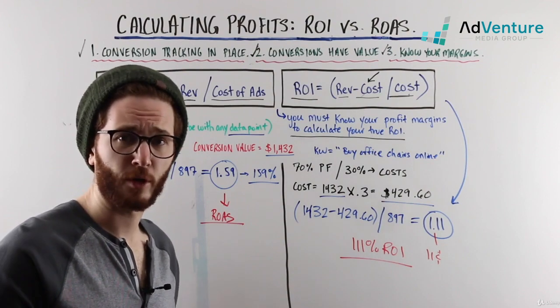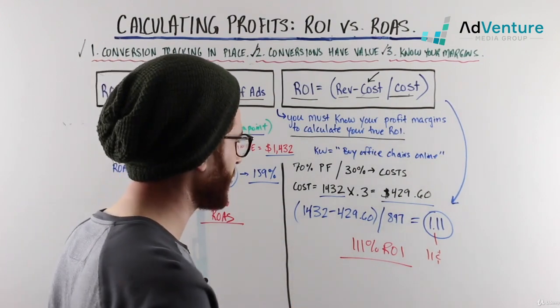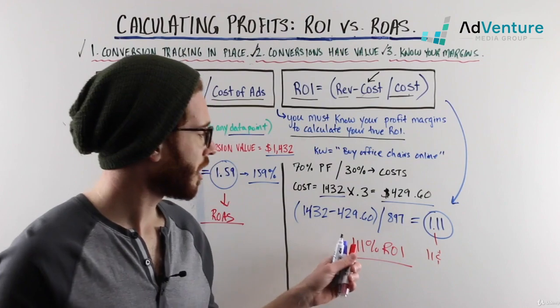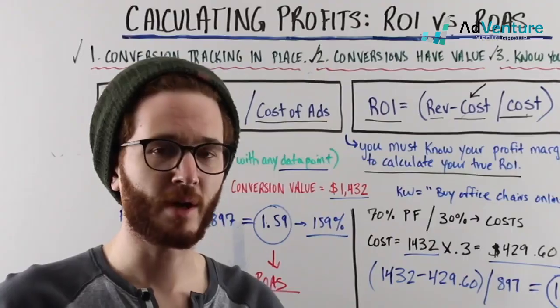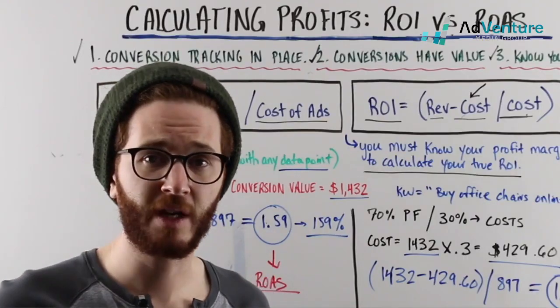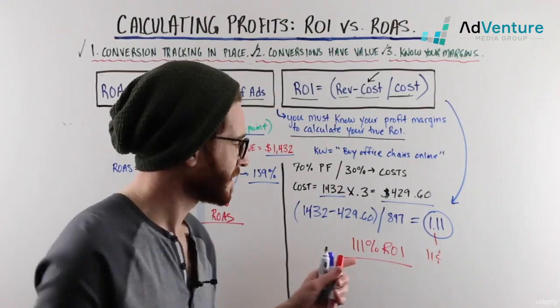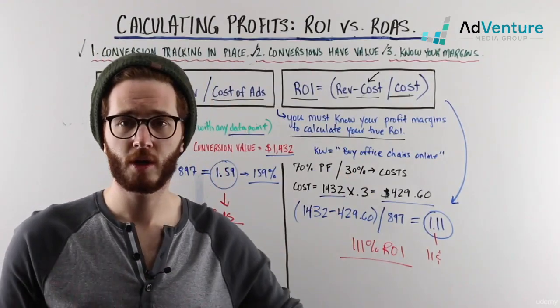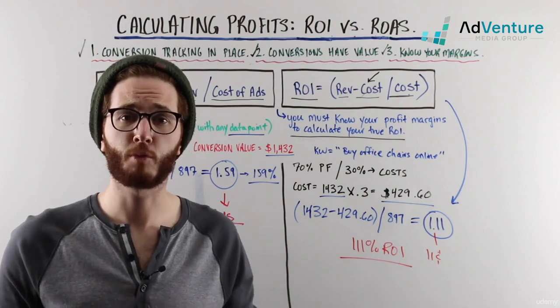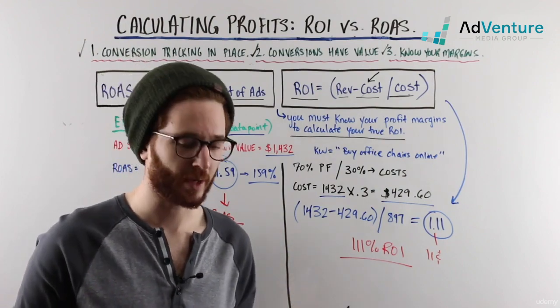right? You're still profitable. As long as it's above 100%, that's something very important for you guys to know. As long as your ROI is above 100, you're making money. If it's exactly 100, you're breaking even. If it's below 100, you're losing money, okay?